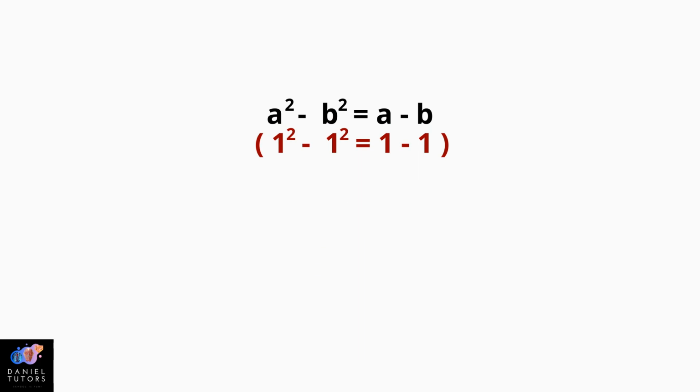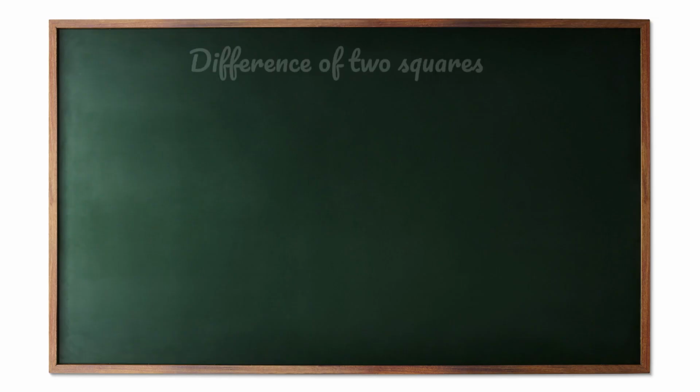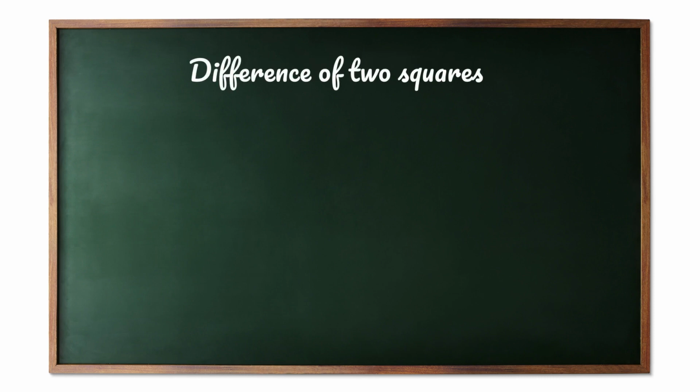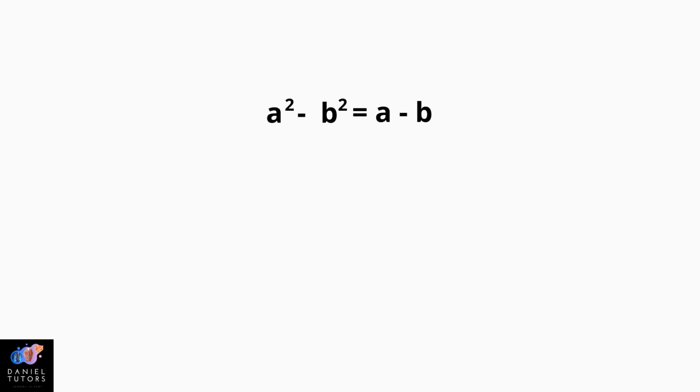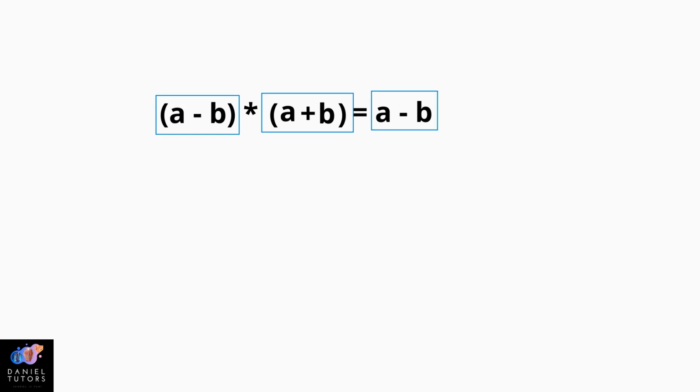And here's where the fun starts. If you don't remember this is a good time to review the difference of two squares. Difference of two squares says something like A squared minus B squared can also be written as A minus B in parentheses times A plus B, right? If we expand this, we would end up getting A to the power of 2 minus B to the power of 2 as well. So now let's go ahead and replace the A to the power of 2 minus B to the power of 2 with A minus B times A plus B. So now what we have is A minus B times A plus B equal A minus B.